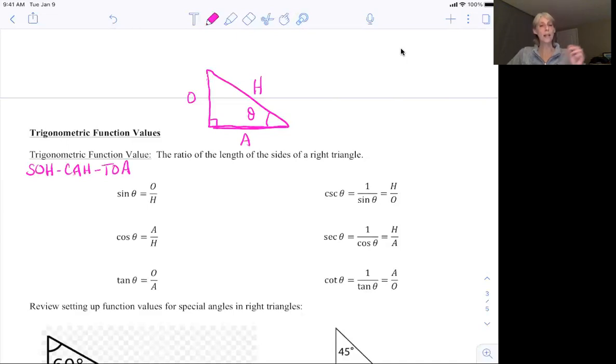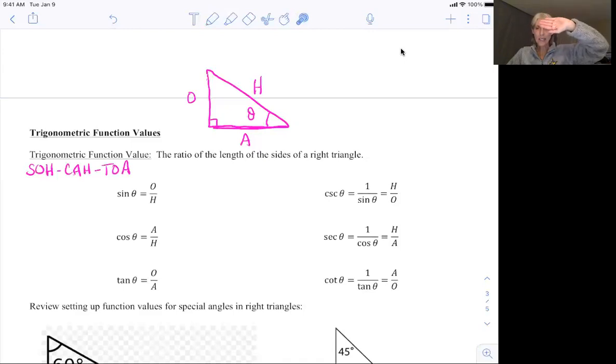In which case, the sine is opposite over hypotenuse. Cosine is the adjacent length over the hypotenuse, and tangent is opposite over adjacent. We should also remember our reciprocal functions right now.